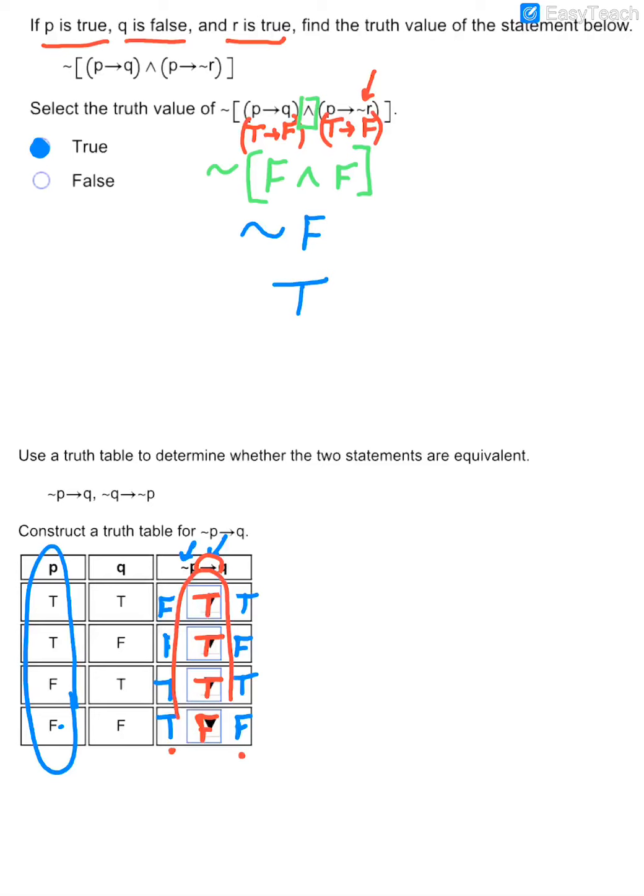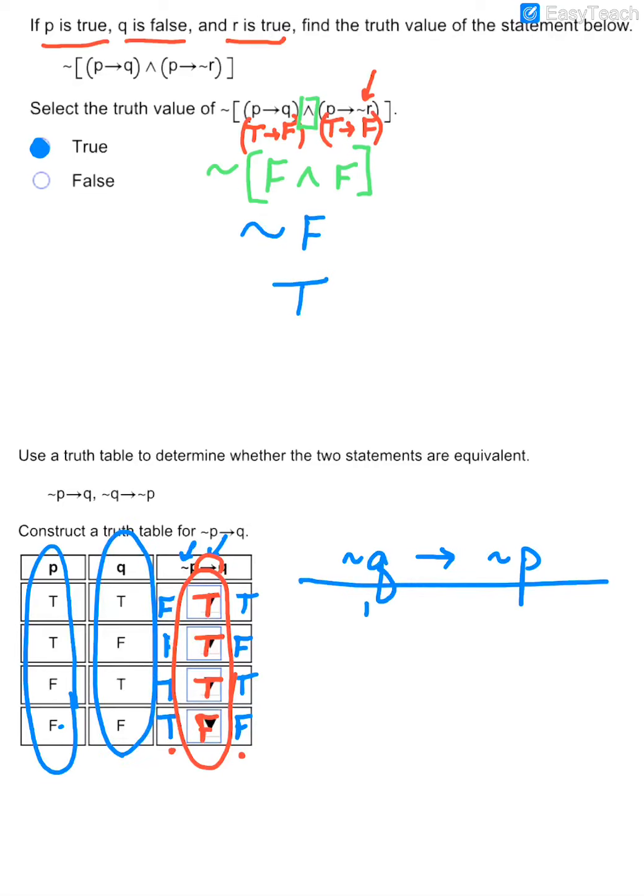And then if I build a separate truth table for the second statement, this time I'm going to be looking at not Q, arrow, not P. So if I come back over to my Q values here and I negate them, I will have a false, true, false, true. And then when I'm looking at my negation of my P values, I will have a false, false, true, true.